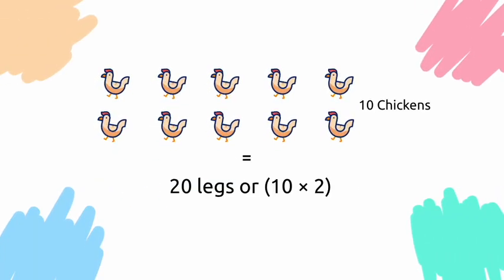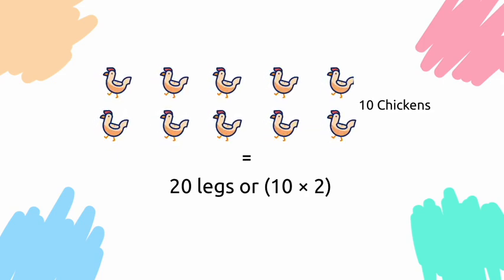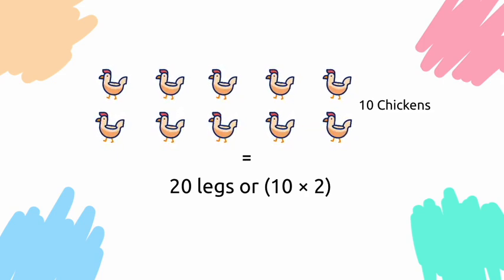Example, 10 chickens is equal to 10 multiplied by 2 is equal to 20 legs. Now we can count by 2's, that's the 2 times table.